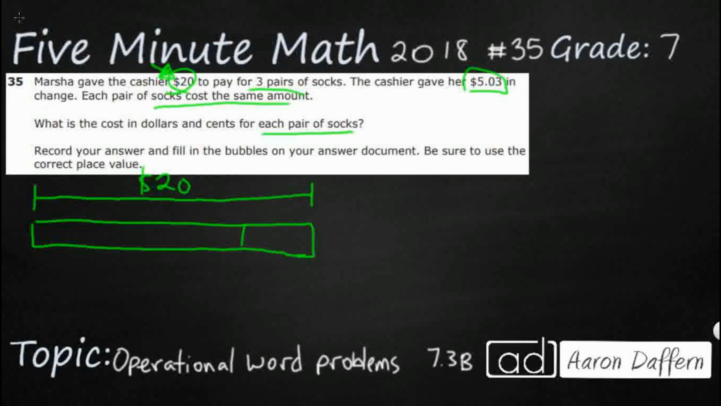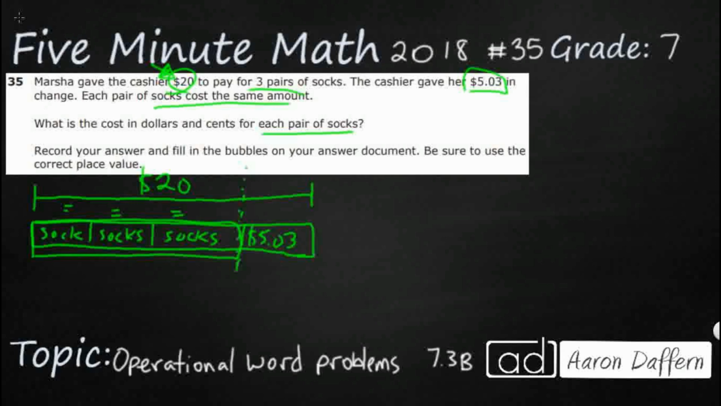So, we're actually going to break this up into 4 sections. So we've got socks, socks, socks. We do know that those are all equal. So that's our only clue here. And then we've got $5.03 in change. So looking at this strip diagram makes me wonder, how much is this amount right here? If I take this 5.03 away, what am I left with for these 3 pairs of socks? Because if these 3 are equal, then that's going to be $20.